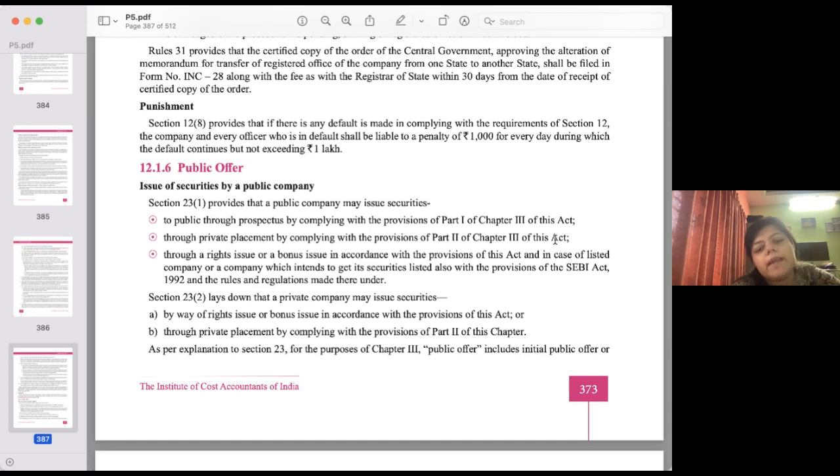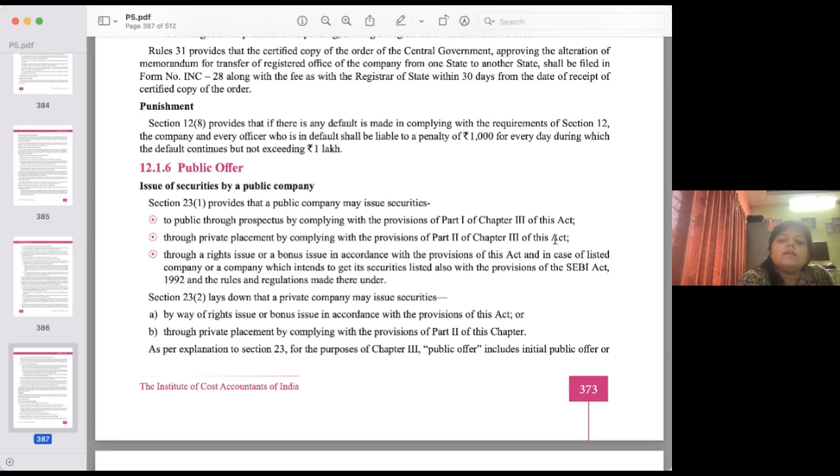The next is with respect to your private placements. Private placements are basically about choosing shareholders, where each and every shareholder that you want to place your shares with, you are asking them to buy the shares in your company, but you're picking and choosing them. You're not making a general offer.